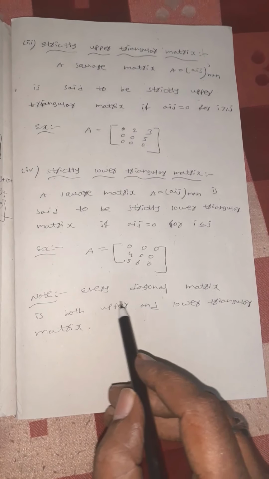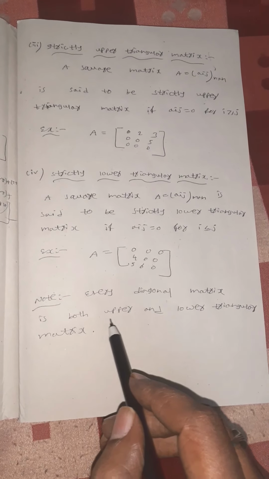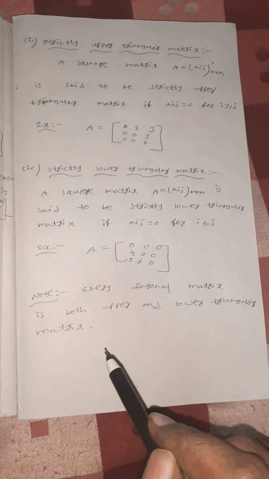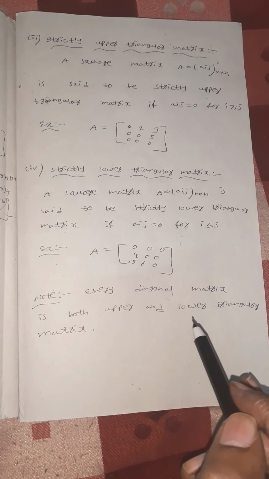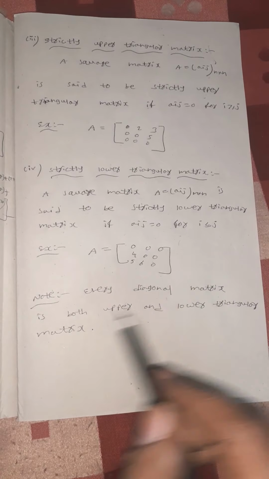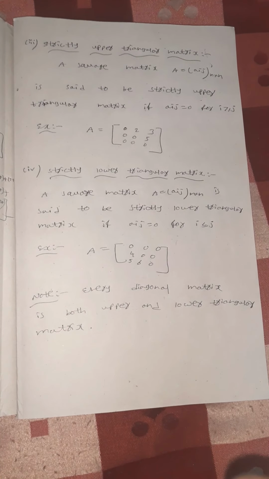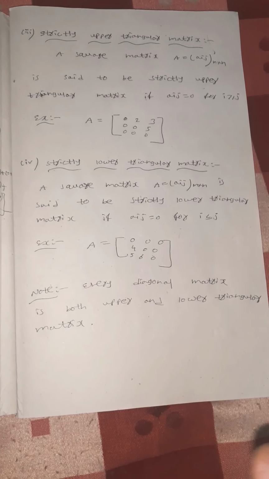Next, note: every diagonal matrix is both an upper and a lower triangular matrix. This is a very, very important note. So every diagonal matrix is both an upper triangular and a lower triangular matrix. So that is the key point.